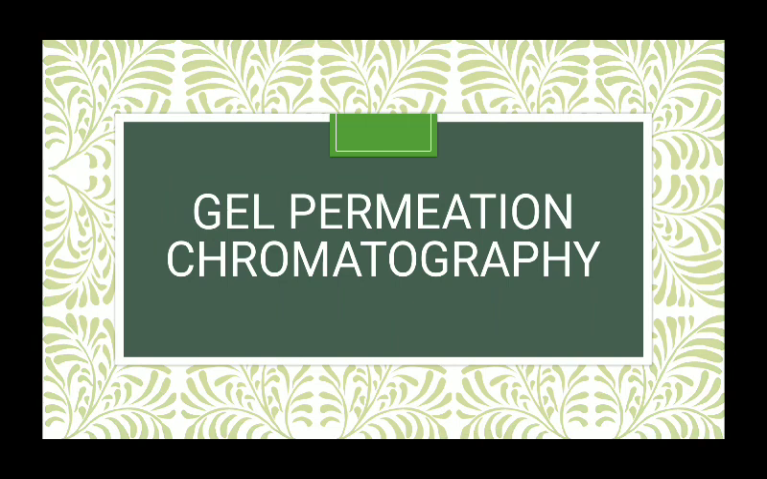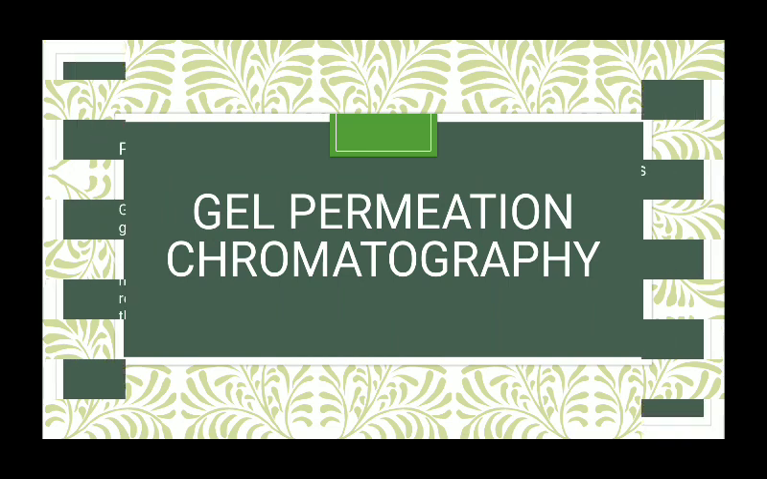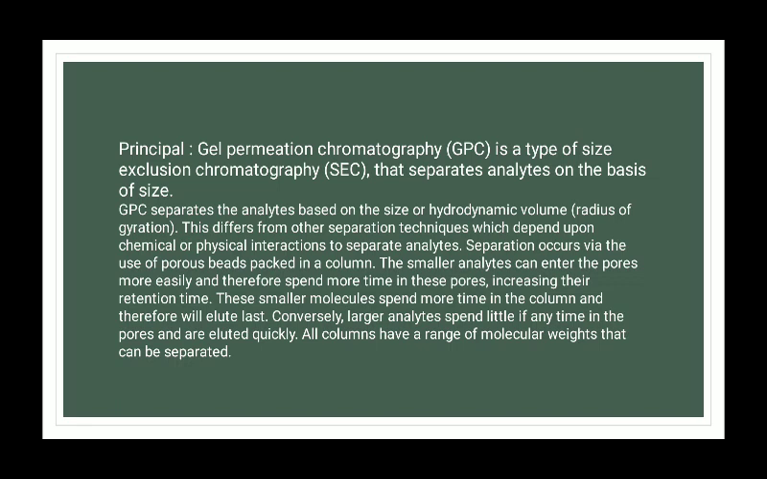Today we shall discuss gel permeation chromatography and different types of chromatography. Gel permeation chromatography, abbreviated as GPC, is a type of size exclusion chromatography that separates analytes on the basis of size. Gel permeation chromatography separates the analytes based on the size or hydrodynamic volume, radius of gyration. This differs from other separation techniques which depend upon chemical or physical interaction to separate analytes.